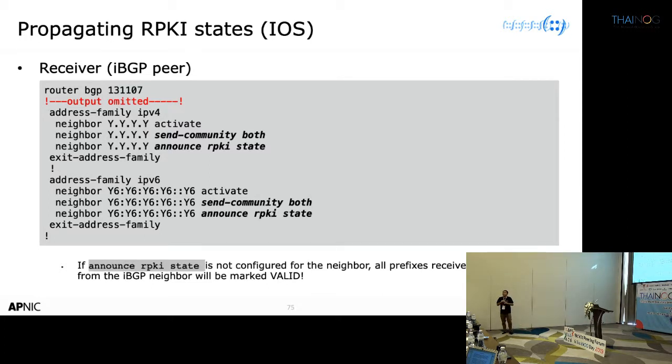There are many people whom we have asked to deploy RPKI, and then they say, hey, Tashi, everything is not found. It's because of this: they don't have announce RPKI state configured on both iBGP sessions. You need to do it at both ends. If you miss one end, everything moves to either not found or valid. So it's quite a dangerous bug in Cisco's implementation.